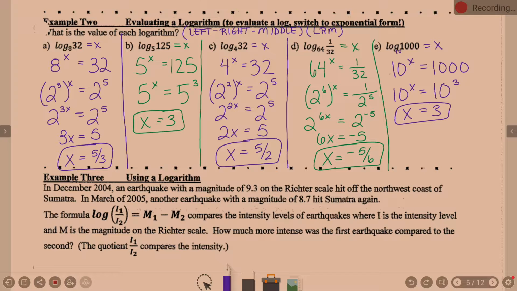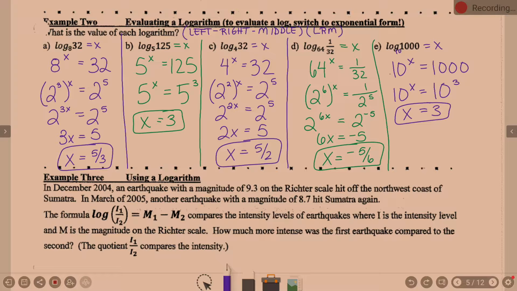Okay, let's go ahead and look at example 3. It's words, so I know you're stressing and it looks difficult, but it's not. In December 2004, an earthquake with a magnitude of 9.3 on the Richter scale hit off the northwest coast of Sumatra. In March 2005, another earthquake with a magnitude of 8.7 hit Sumatra again.